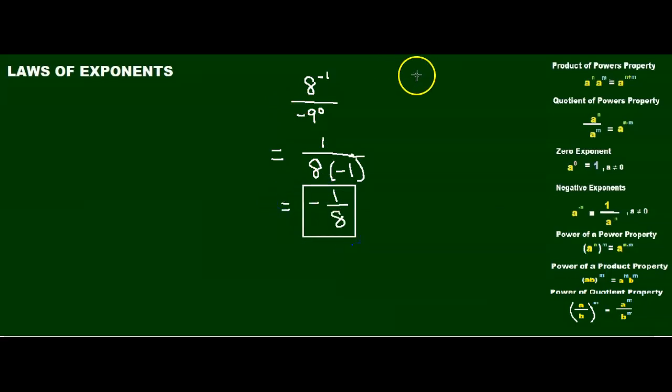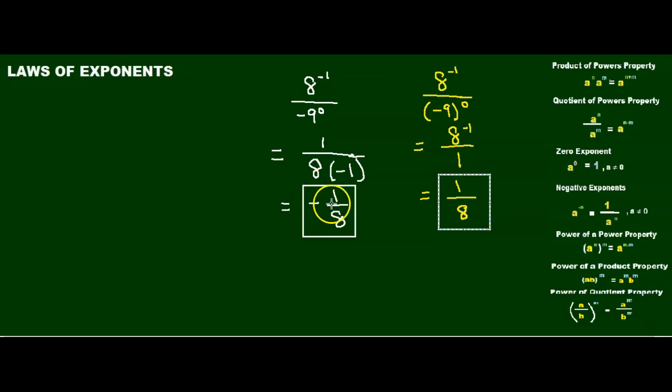This would be different from a question where we have 8 to the negative 1 over parentheses negative 9 to the power of 0. In this case, your negative 9 to the power of 0 becomes 1. We have that 8 to the negative 1 in the numerator, which we want to bring to the denominator. And as you can see, there is a difference in answers. One is a negative and one isn't, because the parentheses changed your values.